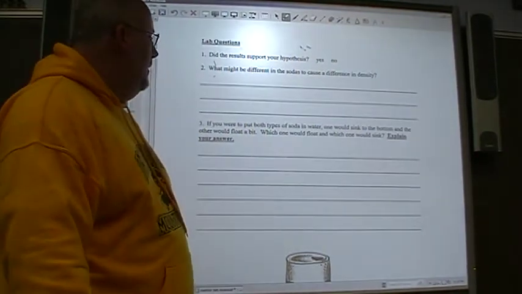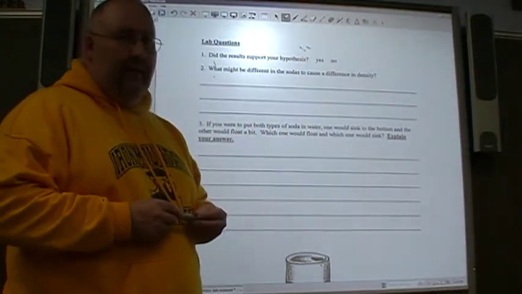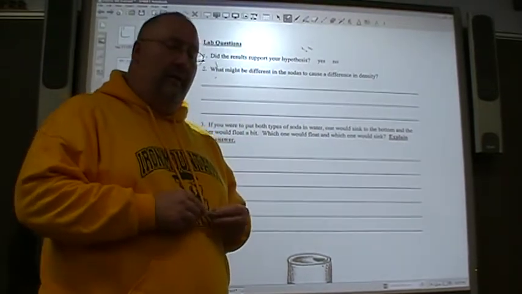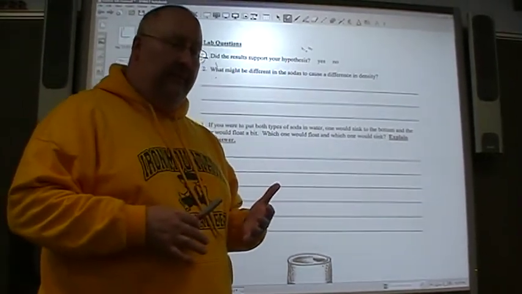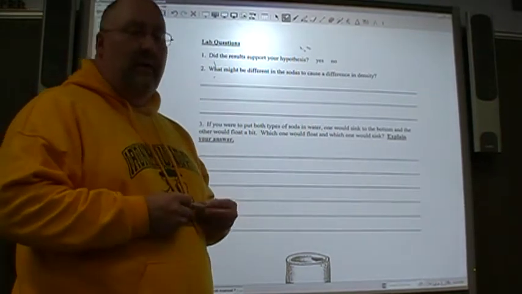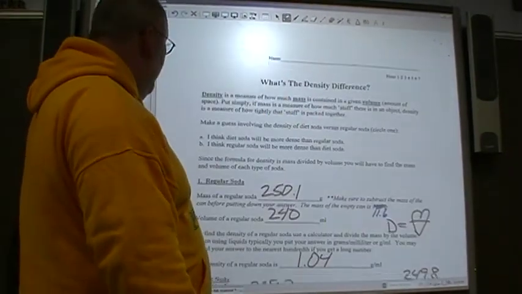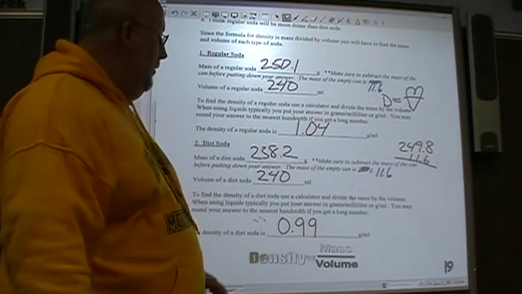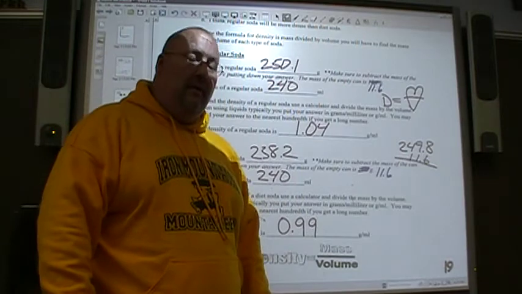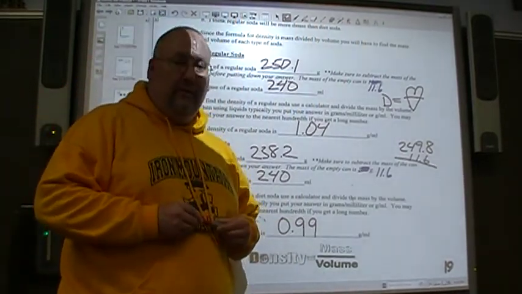And then 3, if you were to put both types of soda in the water, one would float and one would sink. Given that the density of water is 1 gram per milliliter, you should be able to figure out which one will float and which one will sink by the density numbers on the previous page. Okay? Because the density of the diet one is less than 1, and the density of the regular soda is greater than 1. So obviously, whether it sinks or floats in water has something to do with the density.